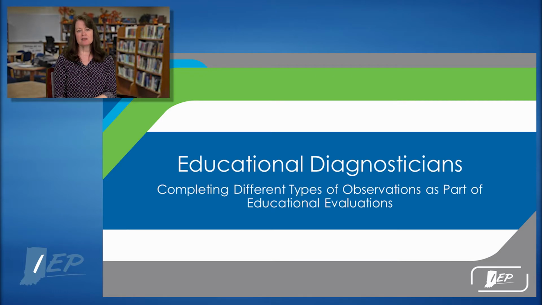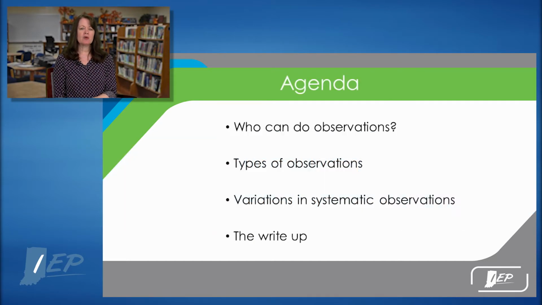Today we're going to focus on the different types of observations as part of educational evaluations. And there are three different types of observations. So we want to really look at who can actually complete them, because there are certain situations where it has to be a certain person or it can't be another person. The different types of observations and knowing how to distinguish between those.